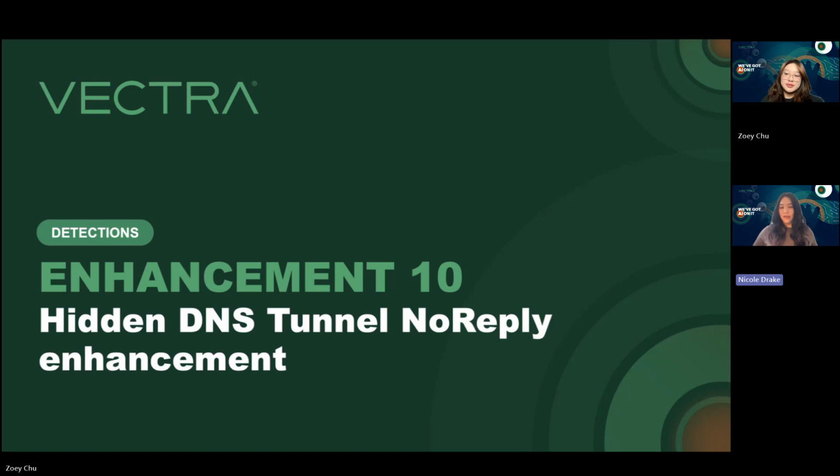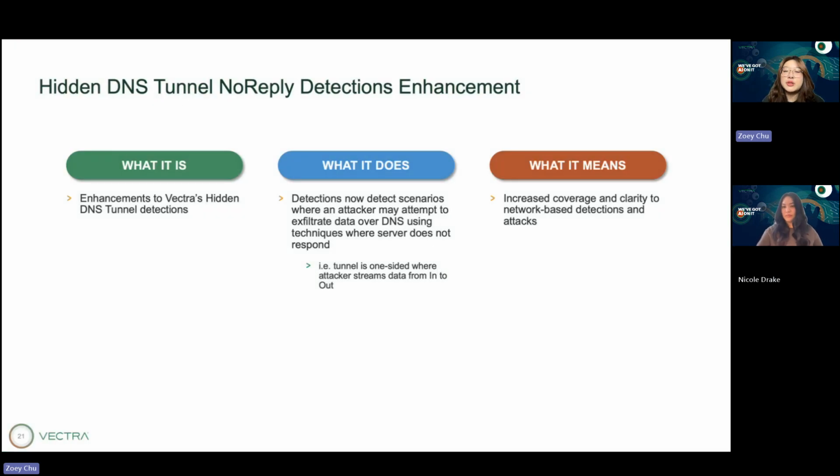And for our next enhancement, can you tell us about hidden DNS Tunnel NoReply enhancements? Yes, this is an enhancement on our existing hidden DNS Tunnel NoReply detection. These detections detect scenarios where an attacker may attempt to exfil data over DNS using techniques where the server does not respond. For example, the tunnel is one-sided, and the attacker streams data from in to out. With this enhancement, we increased the coverage and clarity of network-based detections and attacks. It's just an optimization to the existing detection to cover more behaviors, more activity. That's pretty much it.